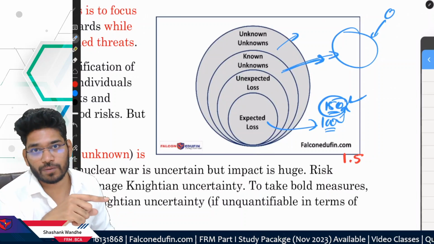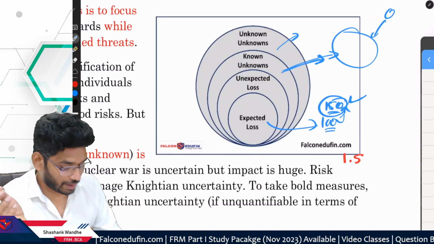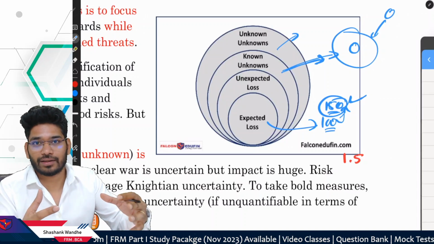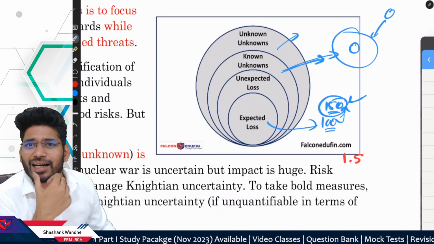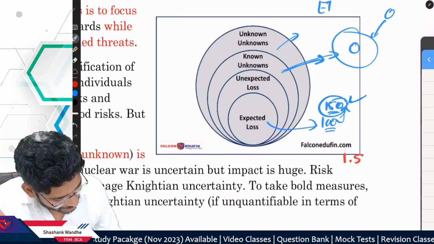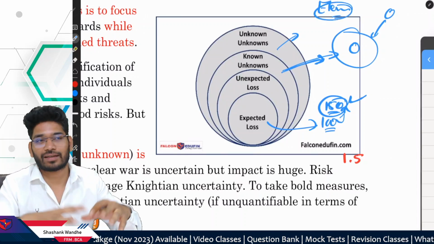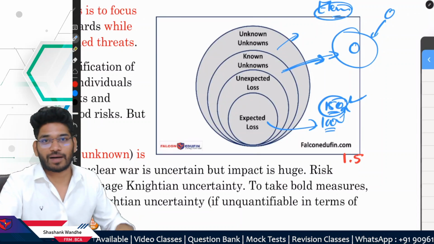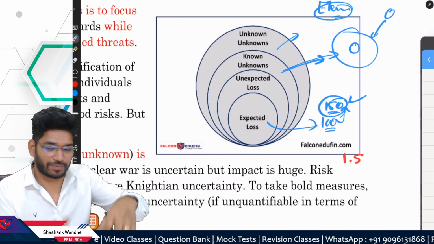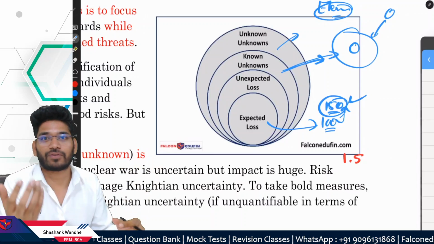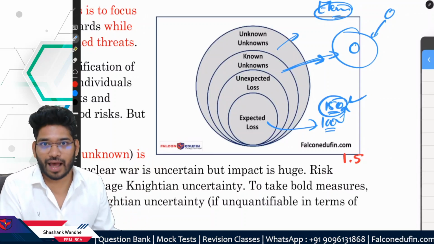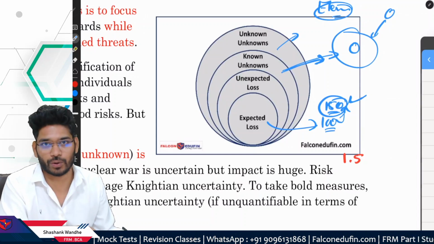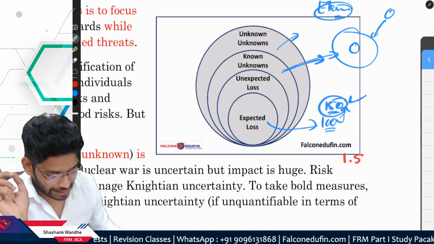On the other hand, unknown unknown means, for now imagine, you must have watched that Eternals movie, right? Someone comes out from the core of the Earth. That type of thing. Right now we don't know such a thing can happen, so it is unknown for us. Obviously we can't measure the risk. So that's the unknown unknown. You have to understand these things.